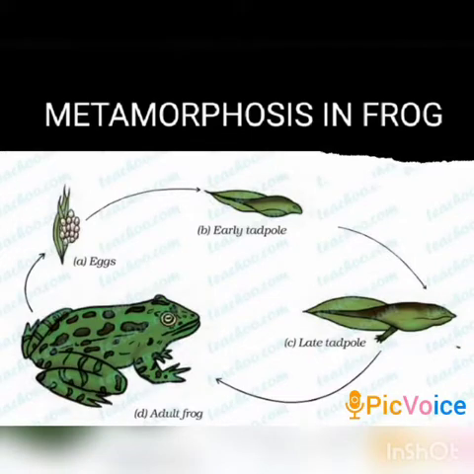This diagram shows the life cycle of frog. Observe the different stages of frog starting from the egg to the adult stage. We find that there are three distinct stages: egg, larva or tadpole, and adult.